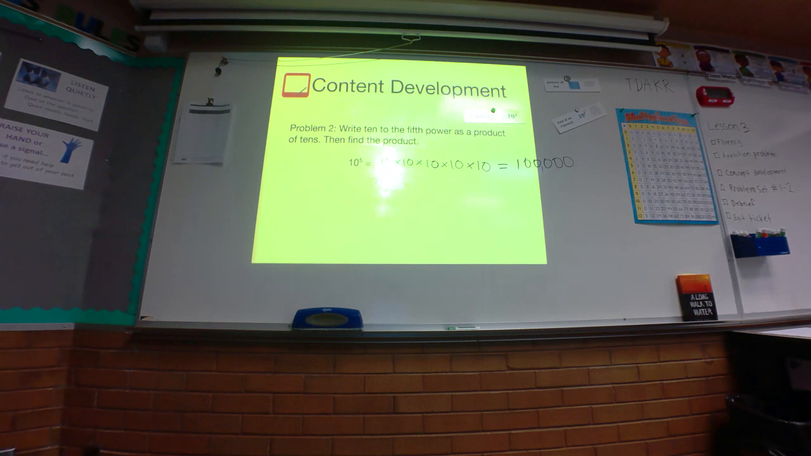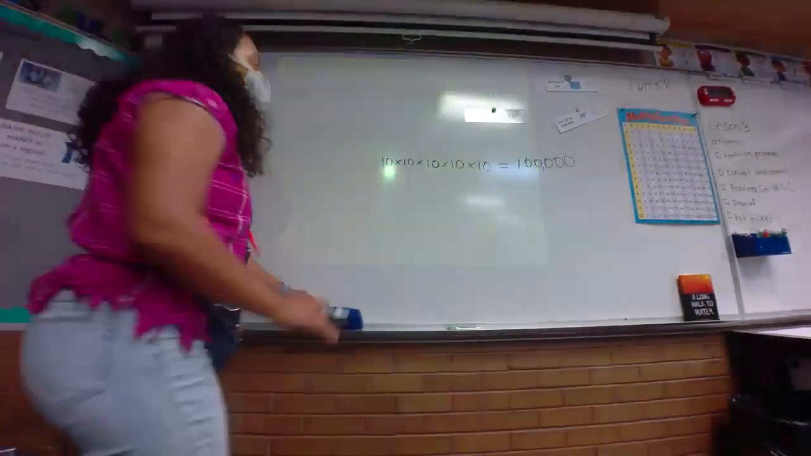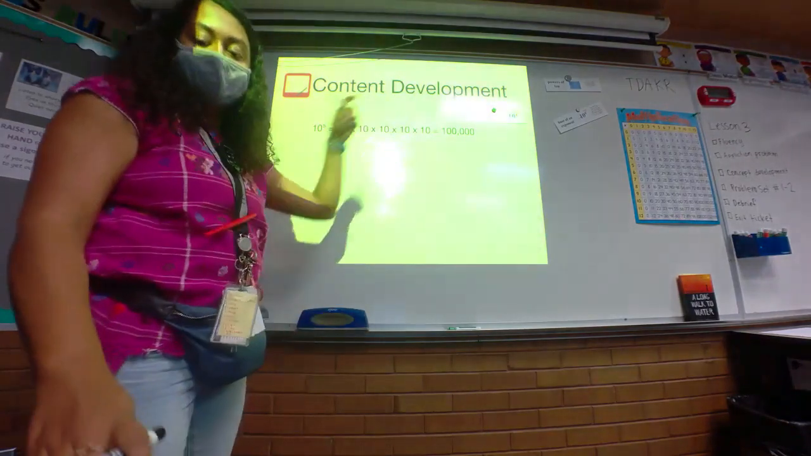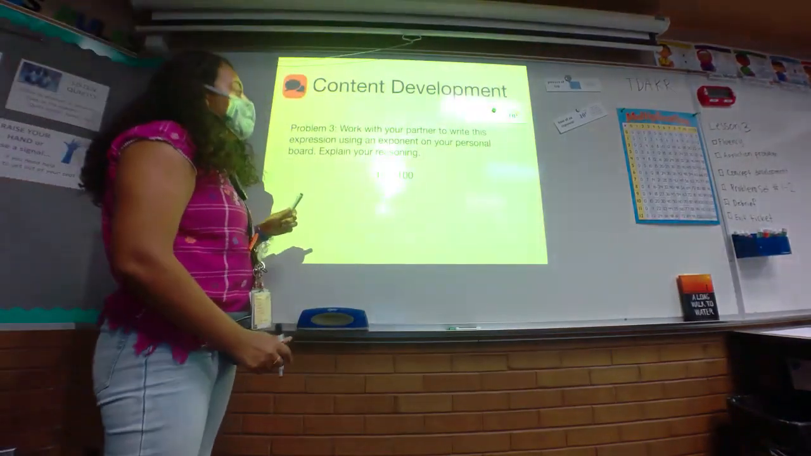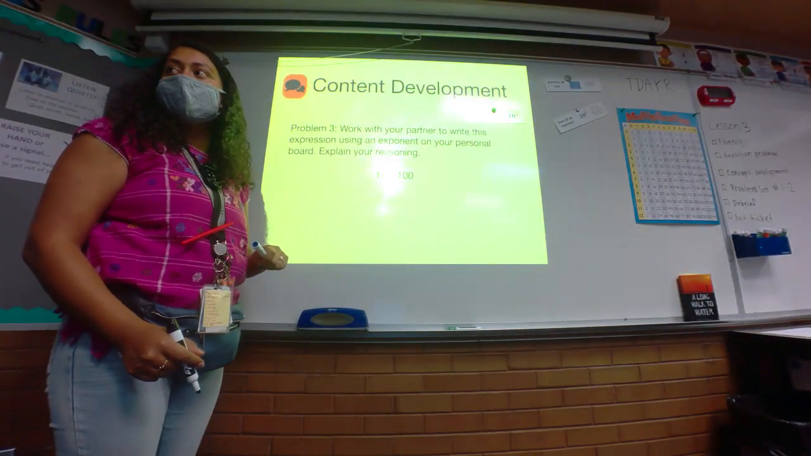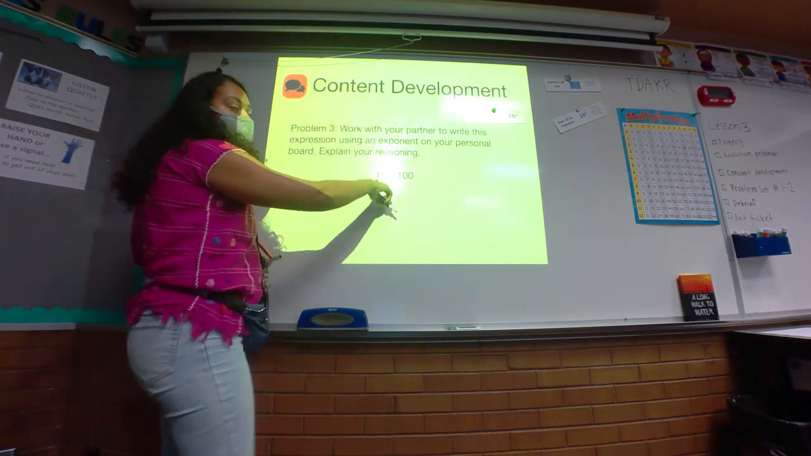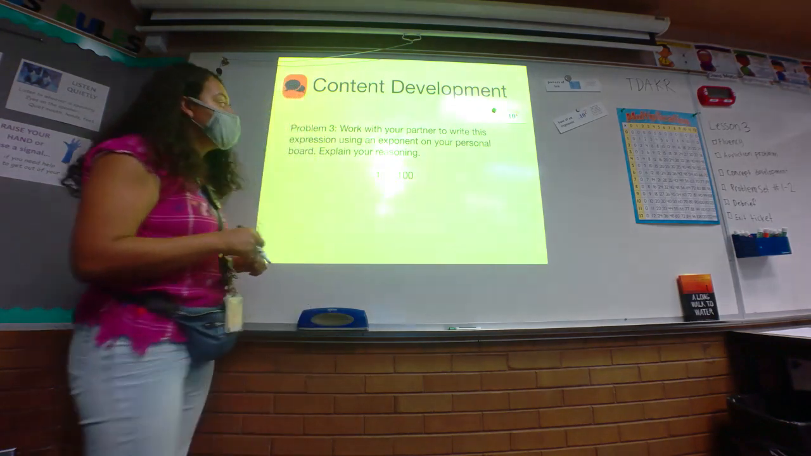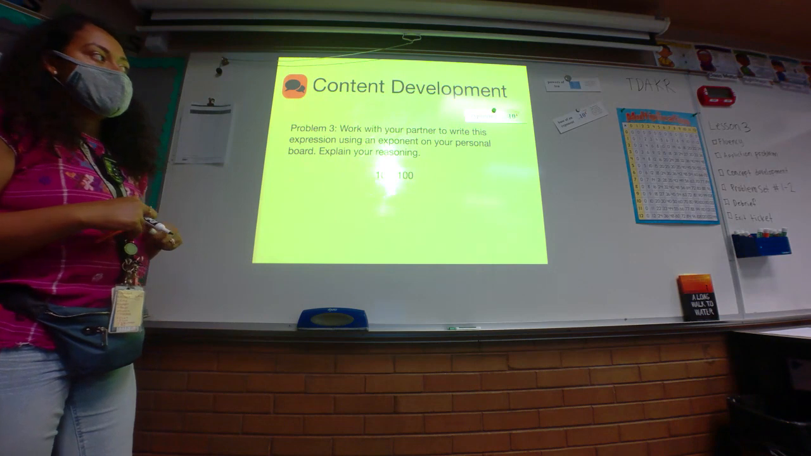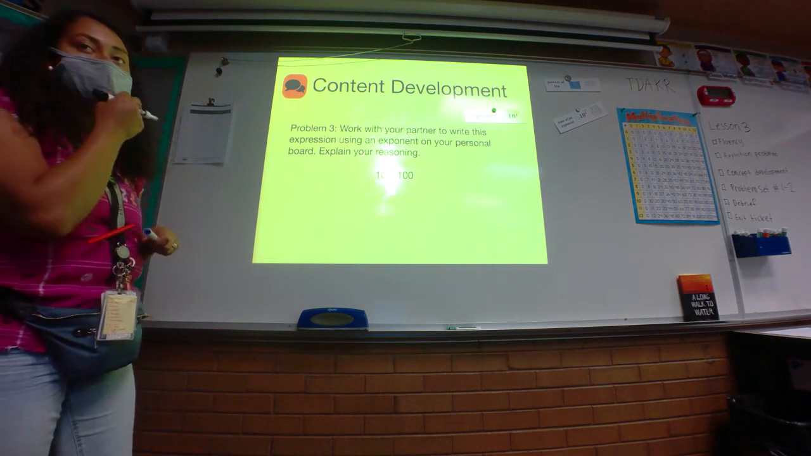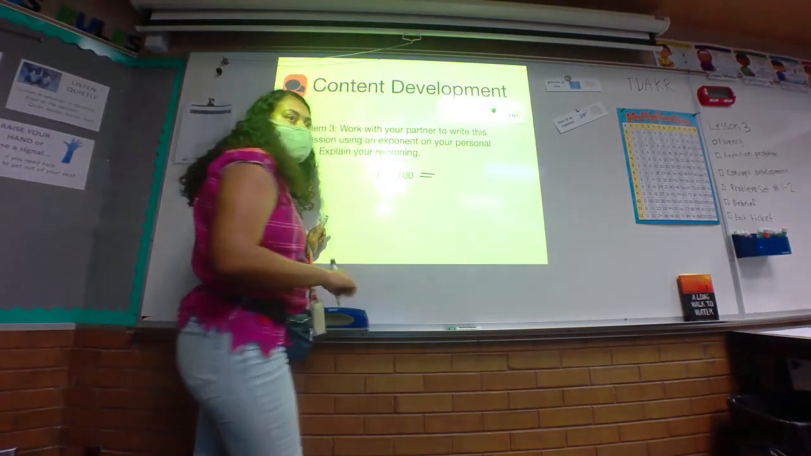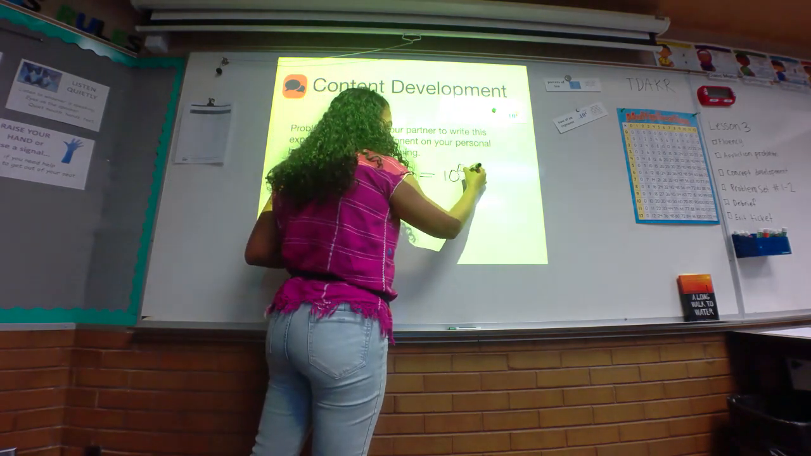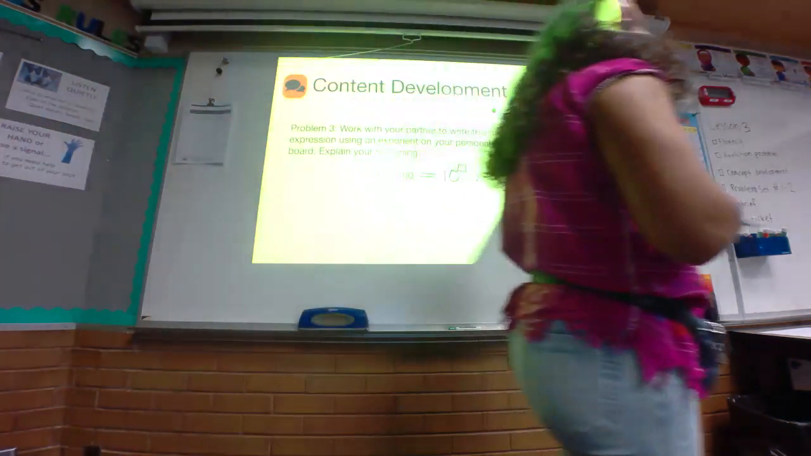Okay, ready for the next one? Go ahead and wipe off your boards. Okay, awesome, we did it correctly. Problem three, ready? So write down 10 times 100. 10 multiplied by 100. And I want you to write it as an exponent. So equals 10 to the power of what? 3. Write it down.